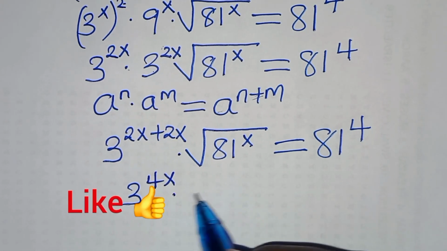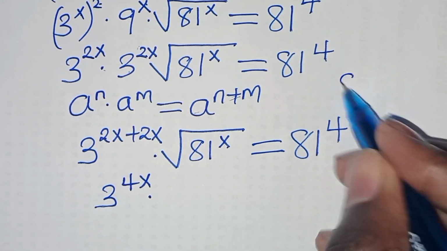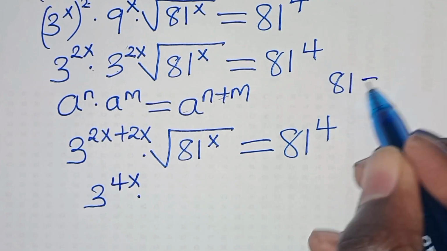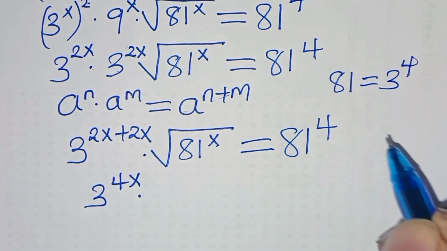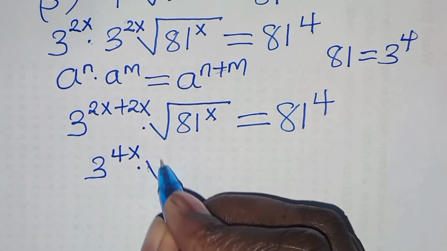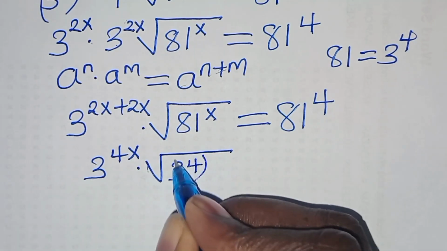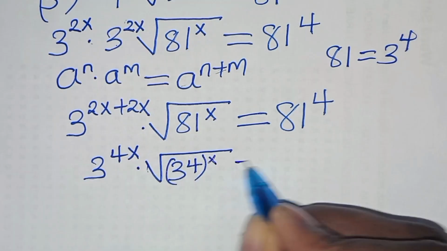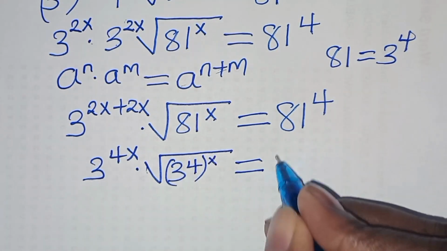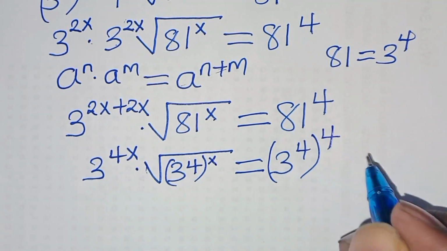Then multiplying by, we can express 81 from here. We can express 81 as 3 to the power 4. 81 is the same thing as 3 to the power 4. So this means we have the square root of 3 to the power 4 raised to the power x from here. This is equal to 81, which is 3 to the power 4 raised to the power 4.